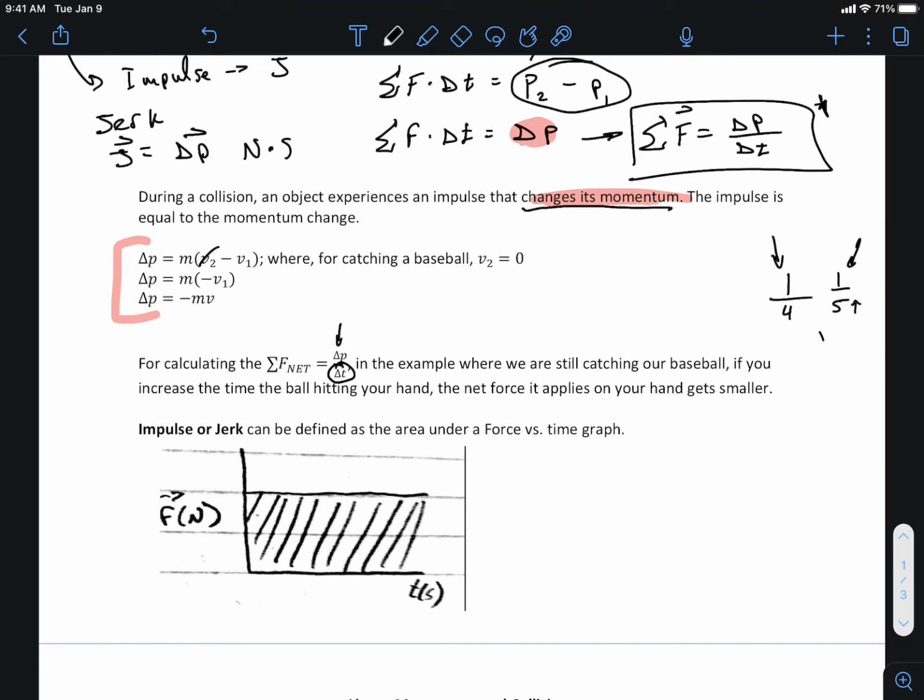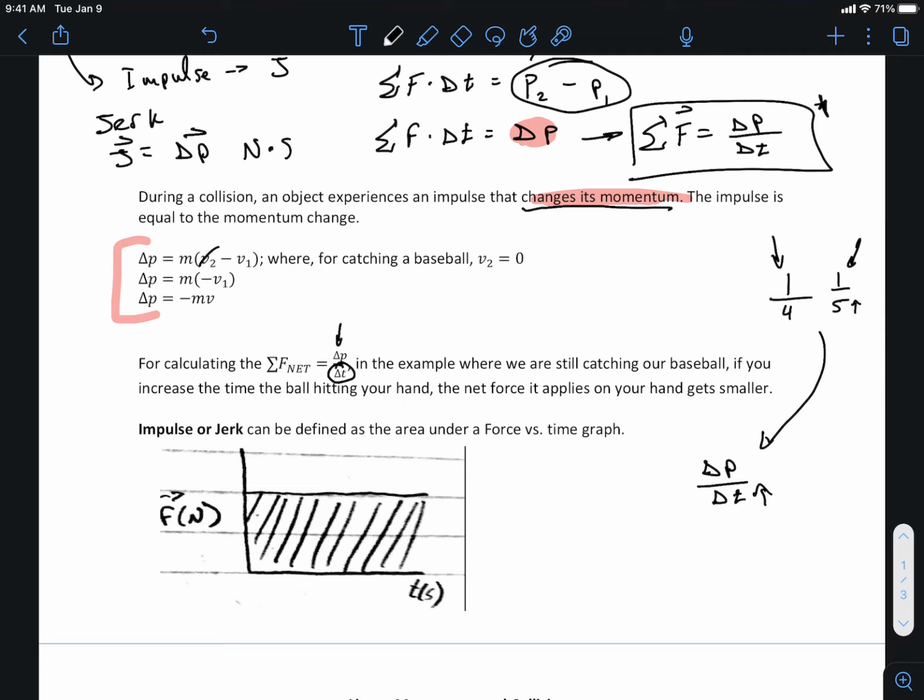1/5 would be smaller than 1/4, because we've increased this number. So if we come down here and we're looking at the change in momentum over the change in time, if I increase the time in which something is happening, for instance, catching a baseball, if you move your hand with the ball, you're going to increase the amount of time as you're catching it.